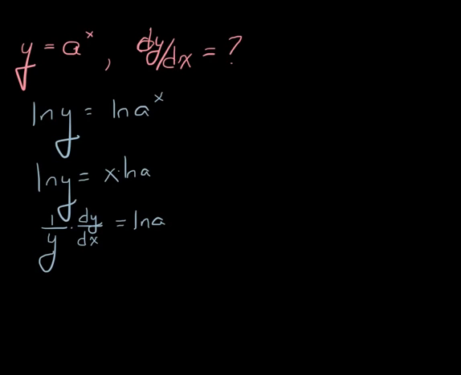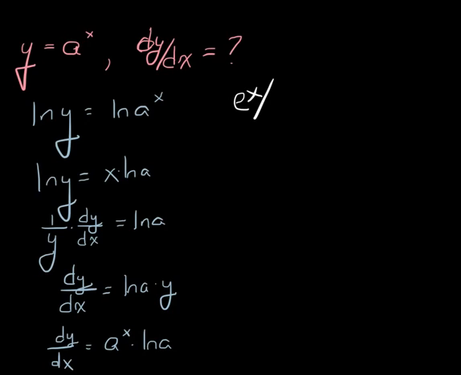of y. Then if we multiply both sides by y, we get that dy dx is equal to ln a times y, which means that dy dx is equal to y, which is a to the x, times ln of a. So for example, if we wanted to find the derivative of y equals 3 to the x, the derivative is 3 to the x times the ln of 3.